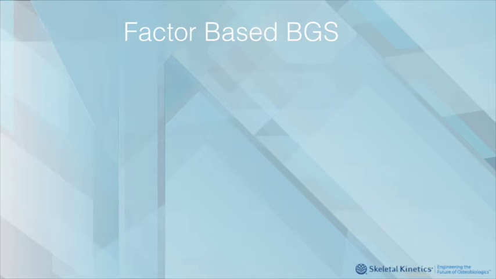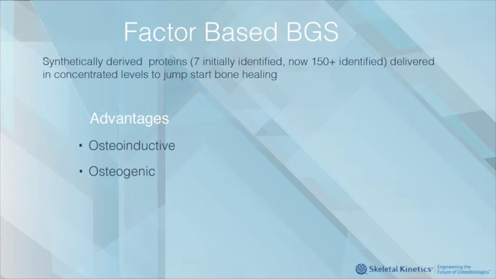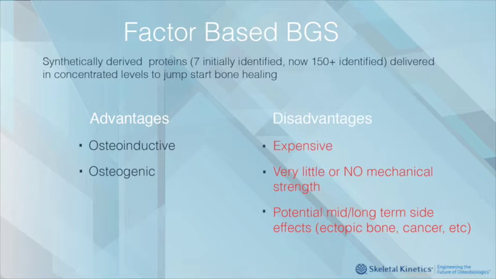Our next category is factor-based bone graft substitutes. These are synthetically derived proteins, delivered in concentrated levels to jumpstart bone healing. Originally there were 7 identified, now there are over 150 identified by scientists. The advantages are they are extremely osteoinductive and osteogenic. The disadvantages, though, they're extremely expensive. They offer very little, if not no, mechanical strength.